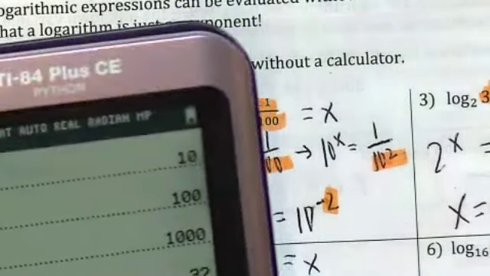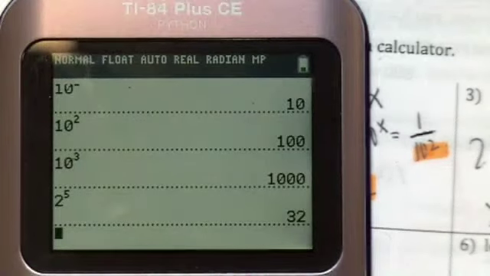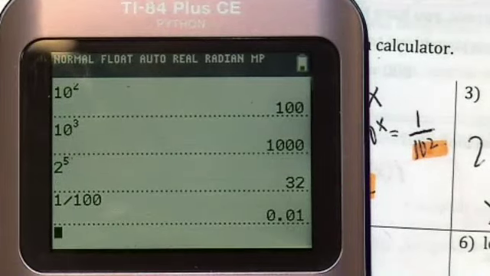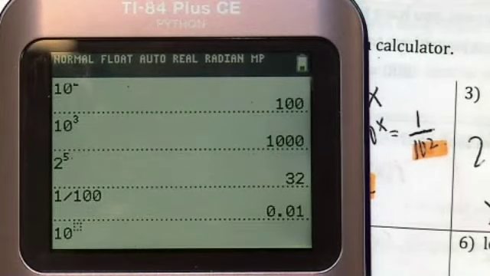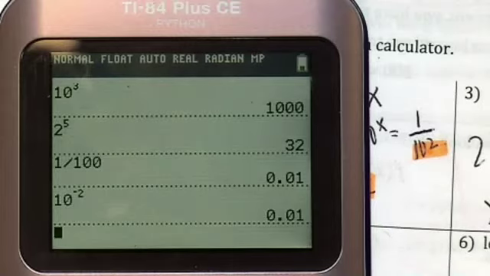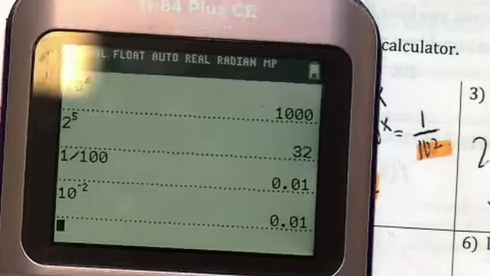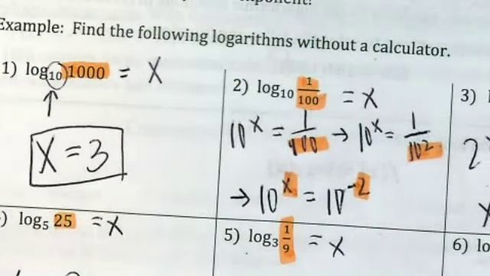So let's check. See if that works itself out. What is the value of 1 over 100? 0.01. What is the value of 10 to the negative 2? 0.01. See, they are equivalent. They are the same thing. We are just making it look a little different. So x is negative 2 here.